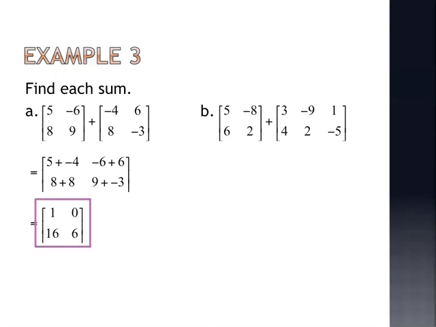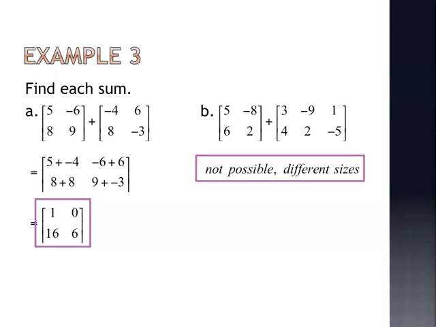On the other hand, if you look at the second example, you'll see that we have a 2 by 2 matrix and then a 2 by 3 matrix. Now because those two matrices are not the same size, we are not going to be able to add those two together. So you can simply say that this is not possible because the two matrices are different sizes.